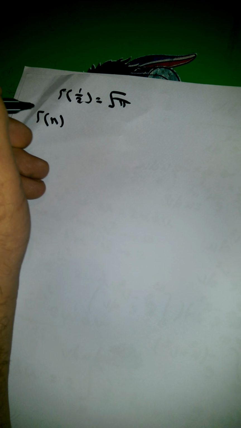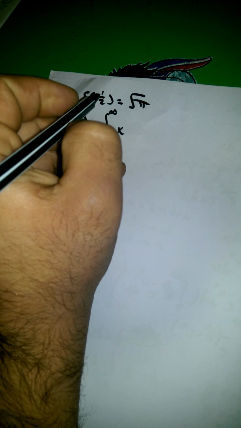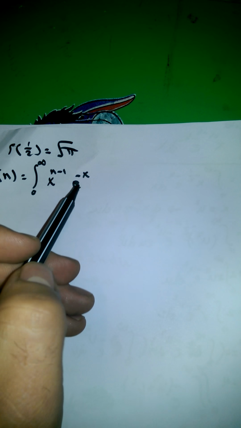Okay guys, we are going to show that the gamma of 1 over 2 is equal to the square root of pi. Okay, let's start with the gamma function's definition, which says the gamma of n is equal to the integral from 0 to infinity x to the power n minus 1 e to the power minus x dx.